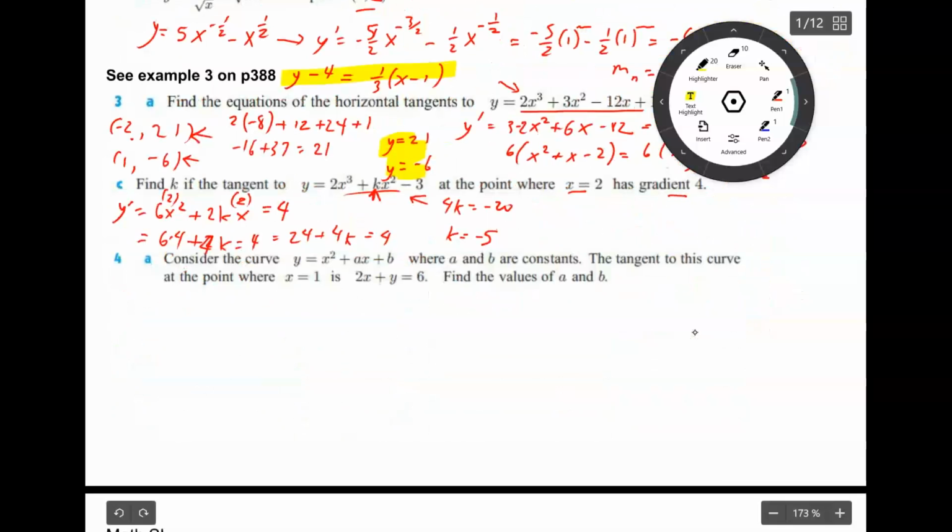4a. Consider the curve y equals x squared plus ax plus b, where a and b are constants. The tangent to this curve at the point where x equals 1 is 2x plus y equals 6. Find the values of a and b. Okay, so we have this curve with some unknown coefficients. The tangent of the curve at x equals 1 is this line here. Now this line is given in a kind of a weird format. Let's see if that's going to affect us.